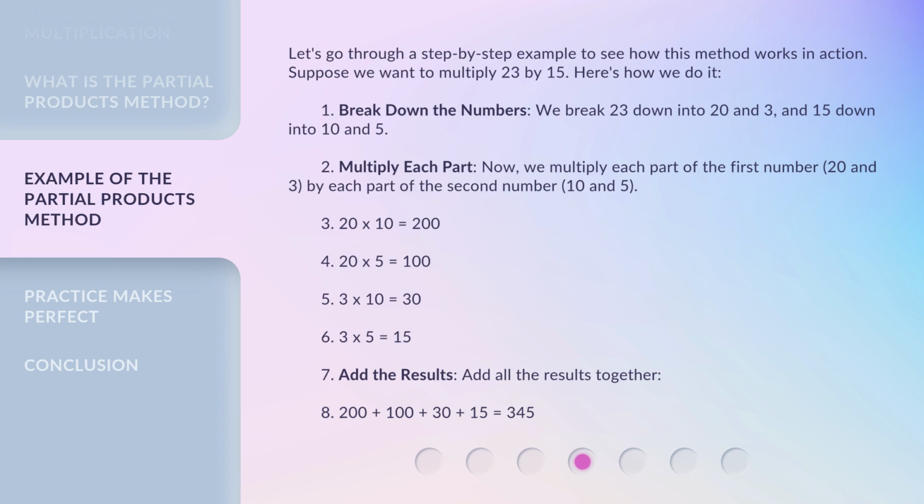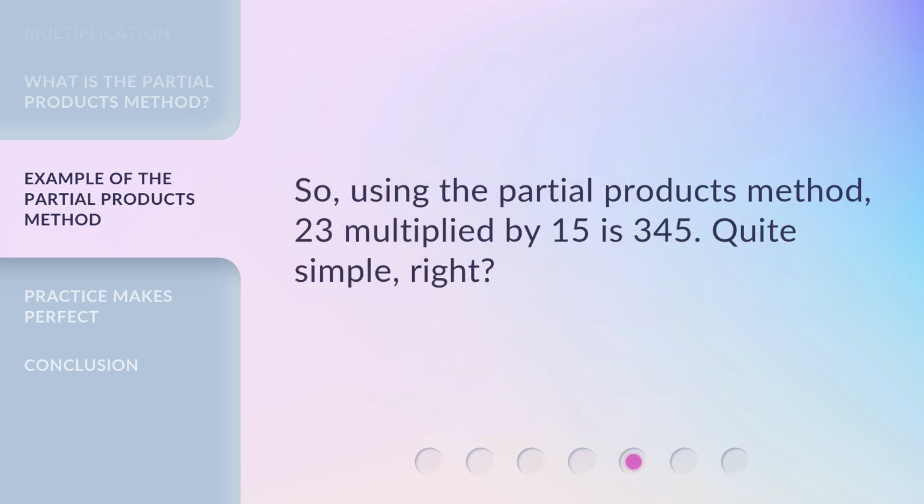3. 20 times 10 equals 200. 4. 20 times 5 equals 100. 5. 3 times 10 equals 30. 6. 3 times 5 equals 15. 7. Add the results. Add all the results together. 8. 200 plus 100 plus 30 plus 15 equals 345. So, using the partial products method, 23 multiplied by 15 is 345. Quite simple, right?